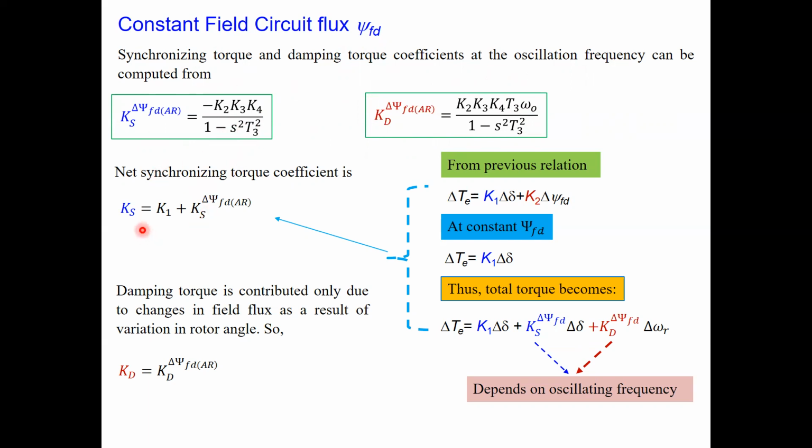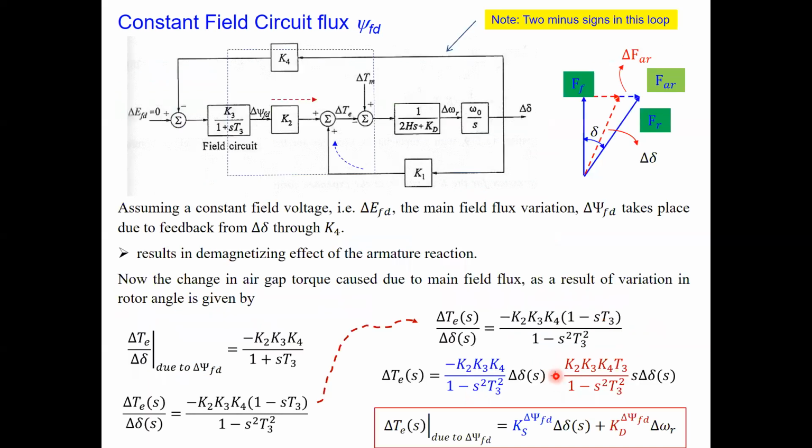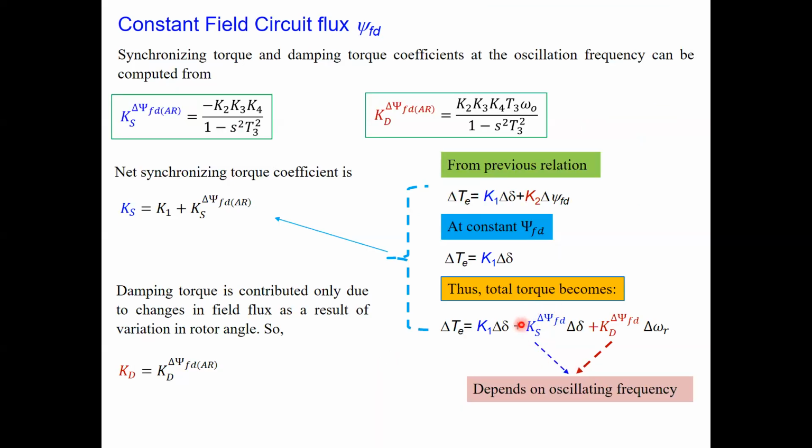So now, you asked why we have not included K1. If you refer to the previous relationship, the torque at a constant field excitation is this one. So we did write delta TE equals K1 times del delta. So the total torque becomes K1 del delta plus these two terms, which have the S term here. So the synchronizing torque coefficient and the damping torque coefficient due to change in the field depend upon the oscillating frequency. But at a constant field flux, K1 is just a constant value, so it is not dependent on the oscillating frequency. So this is your total torque now.